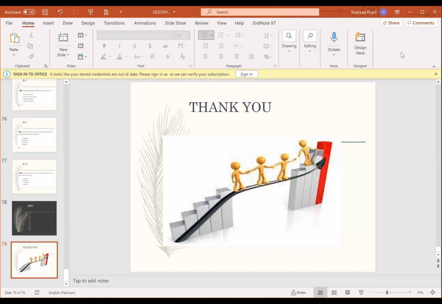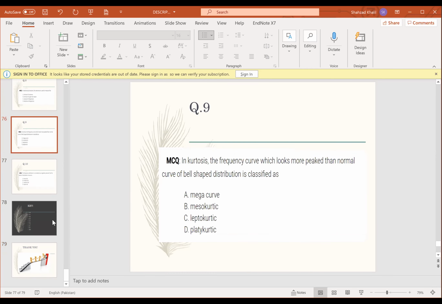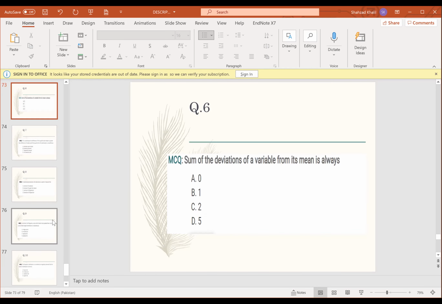So the MCQ part, I always look for scenario-based questions for clarity, especially question number 6. If you go to question number 6, you can see that it is not the right question that should be asked as an MCQ. All the MCQs should be scenario based, and especially when we are talking about central tendency and dispersion, we have to show how the different values are present in the mean.